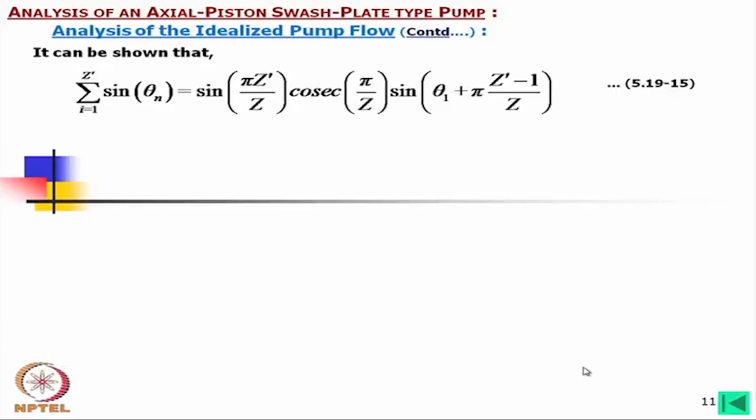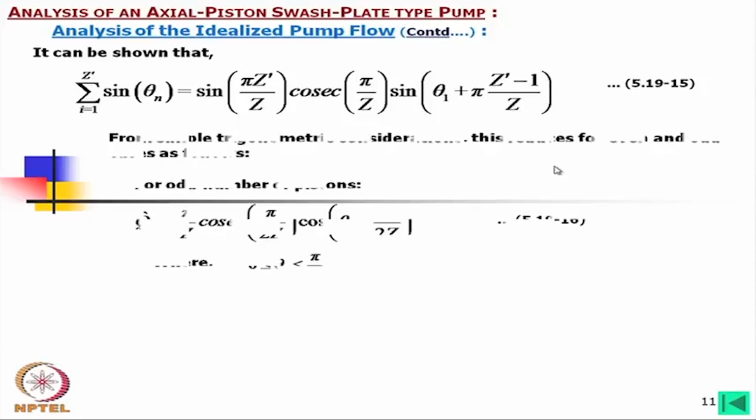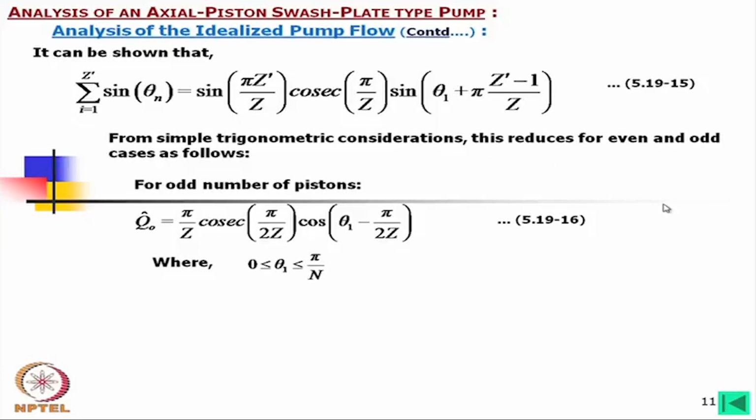Now, we can show that this expression, because now we are considering one side only. So, we will take here Z dash, and for that this equation can be expanded in this form. This is a matter of mathematics. So, you can expand in this form, and then for simple trigonometric consideration, this reduces for even and odd cases as follows.